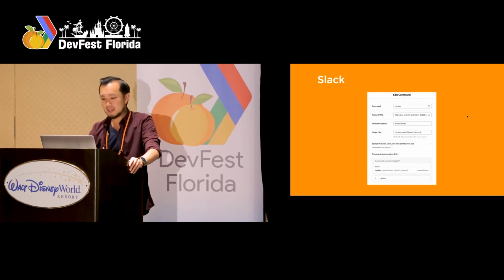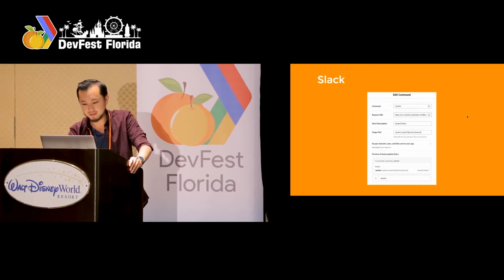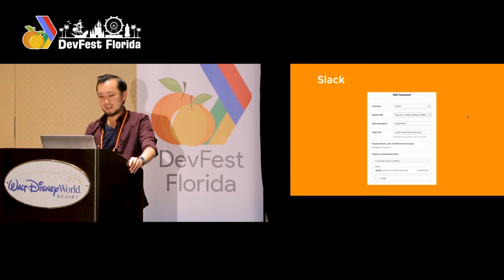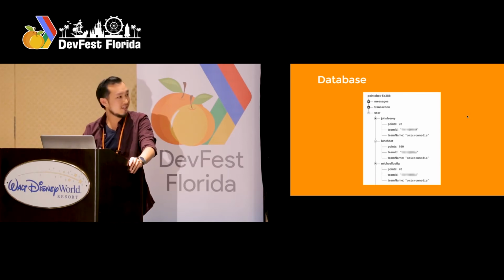So on the Slack end, this is what configuring it would look like. It's pretty simple. You create a / command for it. The request URL is a HTTP request to the Firebase function server. So that's to set up on the Slack end.